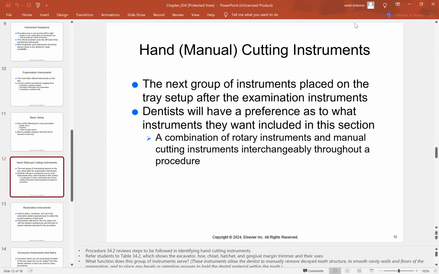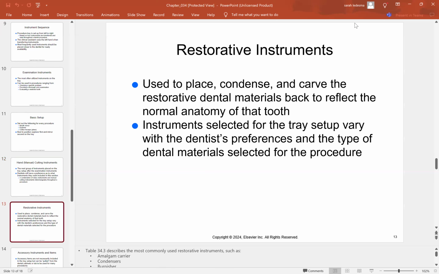Hand or manual cutting instruments are the next group of instruments placed on the tray setup after the examination instruments. Dentists will have a preference as to what instruments they want to include in this section. A combination of rotary instruments and manual cutting instruments may be used interchangeably throughout a procedure.